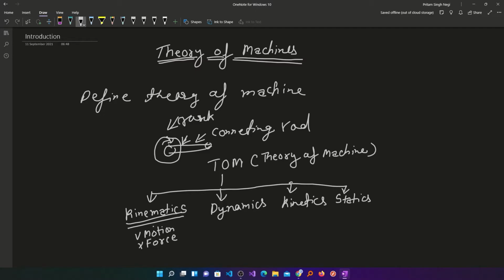However, dynamics is the branch of theory of machine which deals with forces and their effects while acting on machine parts in motion. Therefore, in dynamics, we study both the motion and the forces acting on the different parts of a machine.